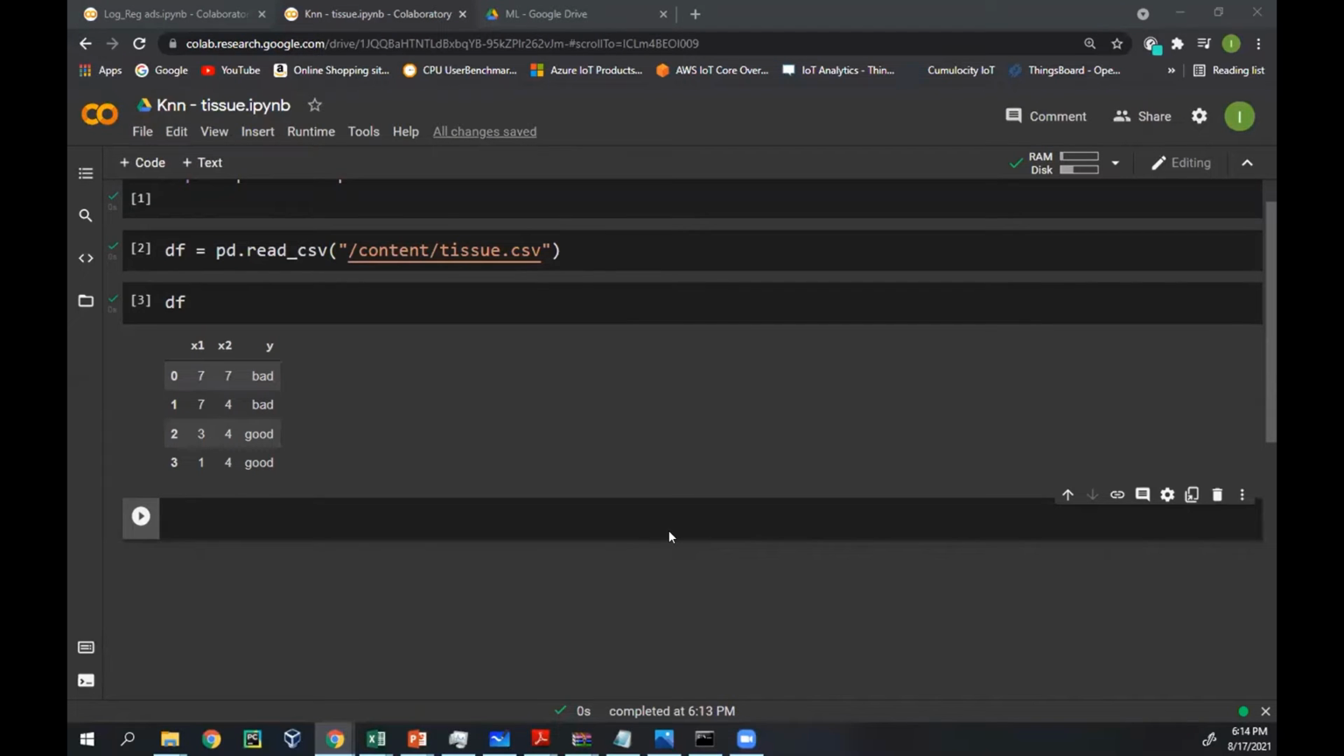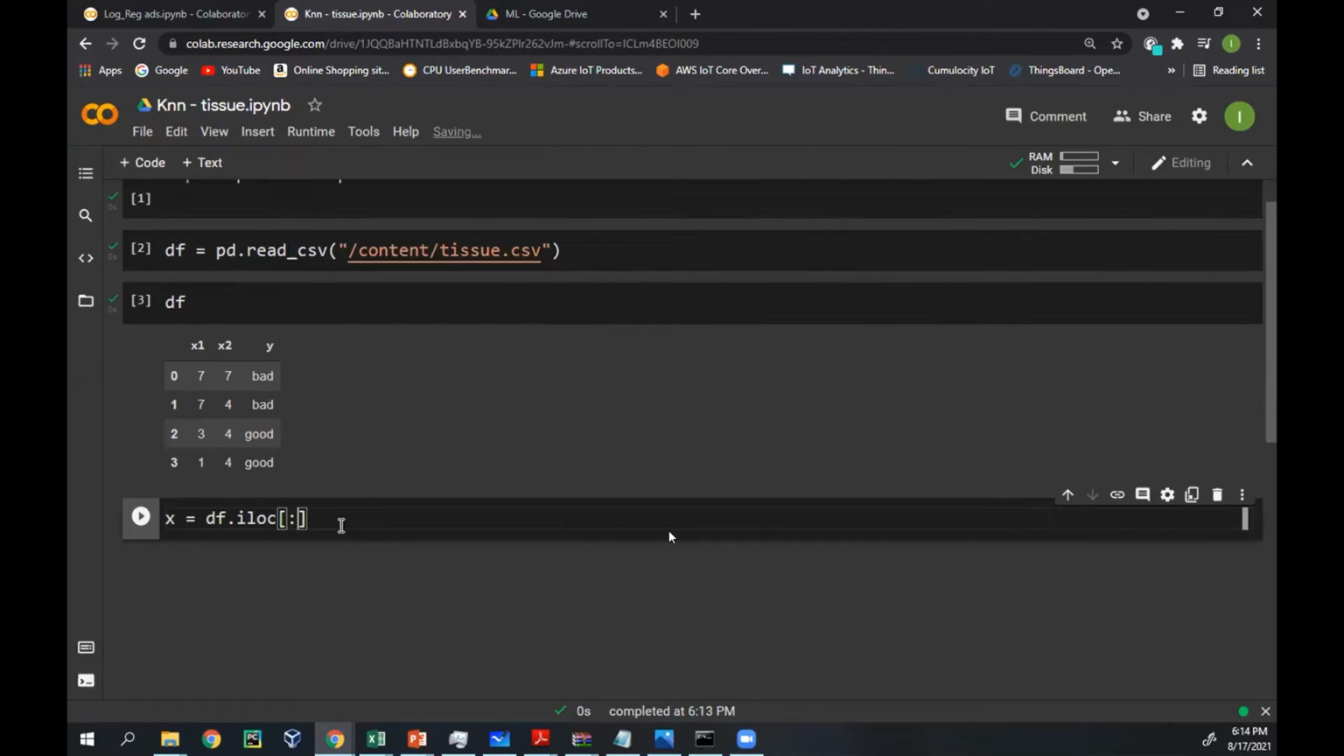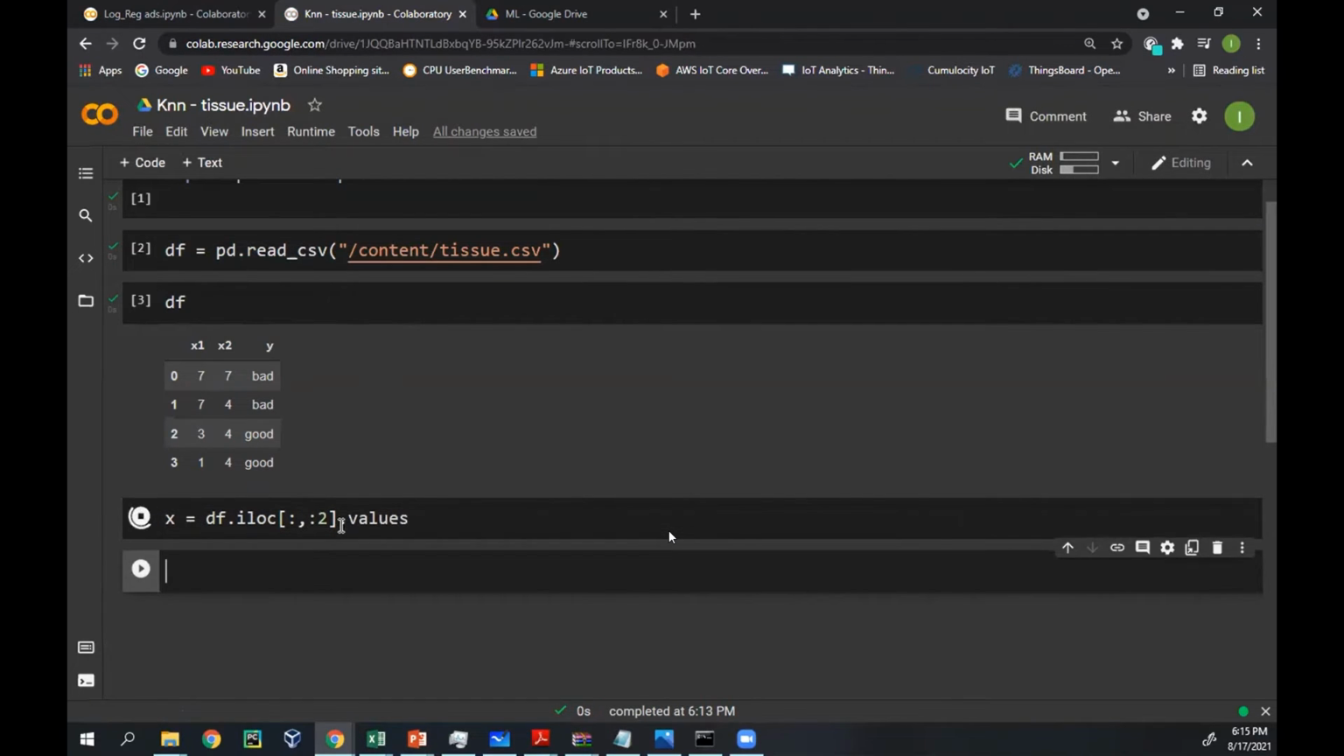So now, the thing we need to do here is divide our x and y data, correct? So what is going to be our x data? X is going to be df.iloc, and then all the rows. We need all the rows here, right? And how many columns do we need? I need only the first and second column, so 0 and 1. So I'm going to go with .values. So that is X for you.